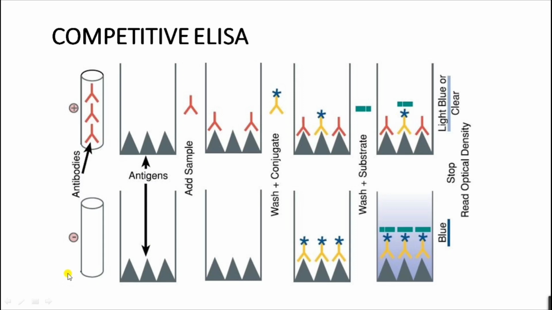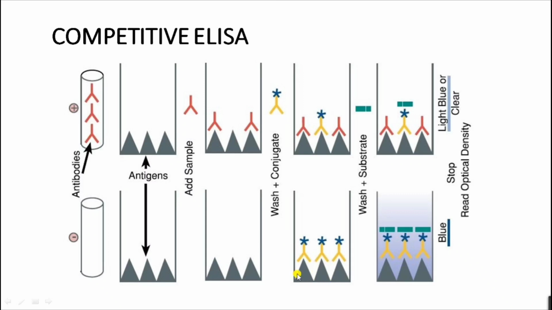Okay, now we can see the sample without any antibodies. Say you have your microtiter plate with the antigen. You are adding your sample but there are no antibodies. Then you are washing. There are no antibodies, so there is no antigen-antibody reaction. Then you are adding your enzyme conjugate.